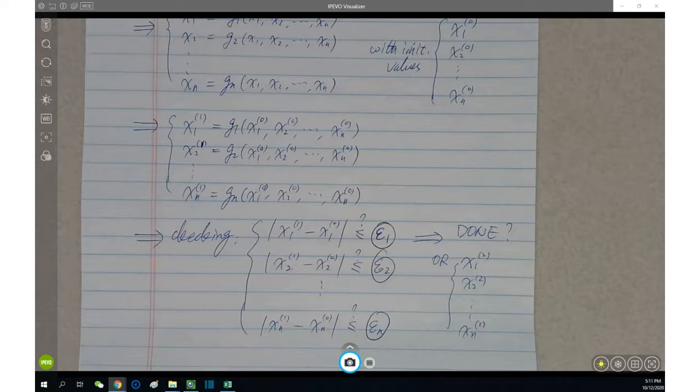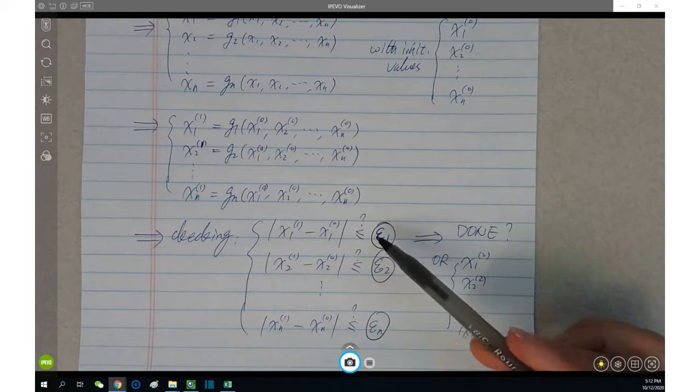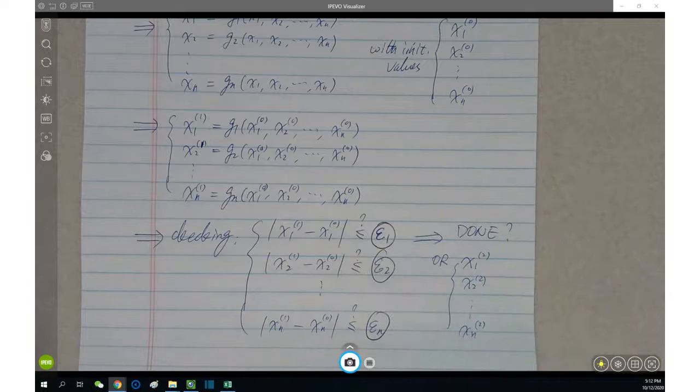Would you ever set the errors to be different for each individual x? That's possible. Why not? And you're only done when all of the errors are within the tolerance. If you're done with one of them, you stop there. You stop x1. Say x1 reaches step 10 and you get less than epsilon 1, you're done with x1. For the rest, x2 through xn, you keep using that x1 value. You're done.